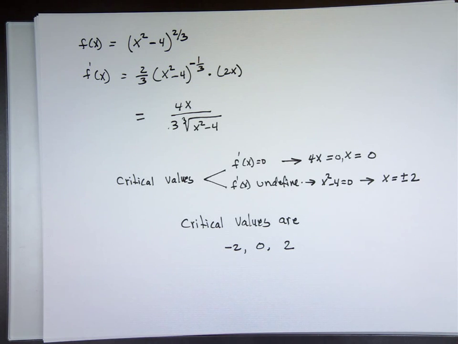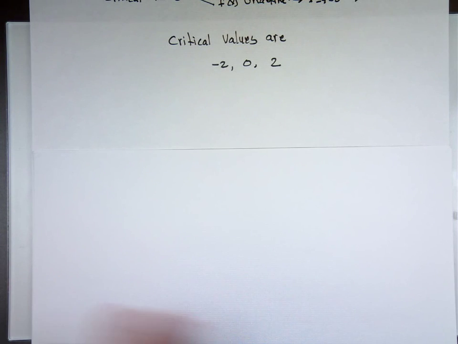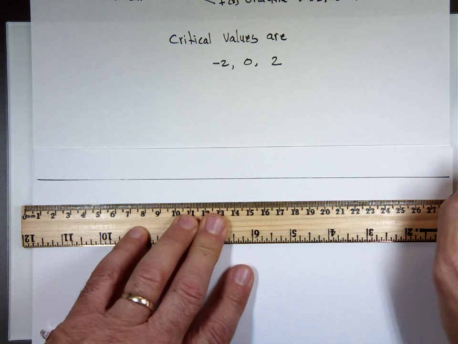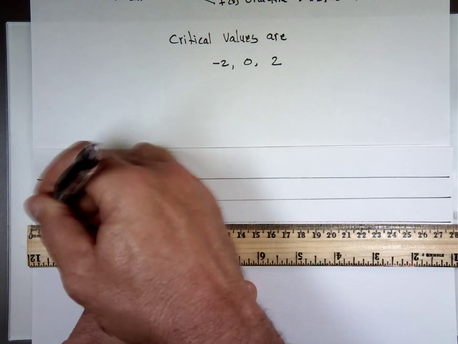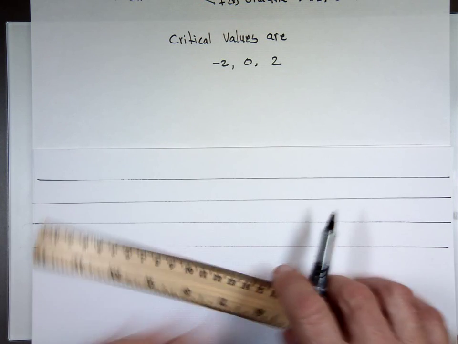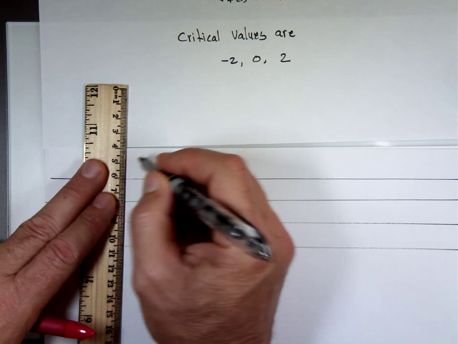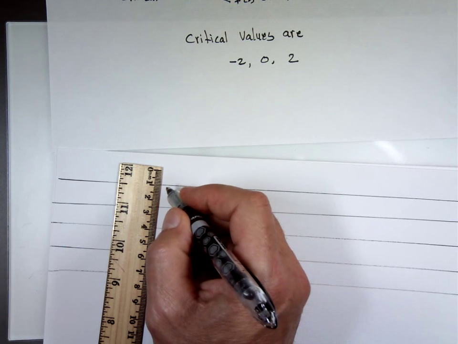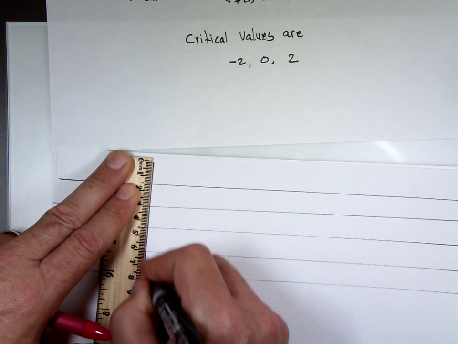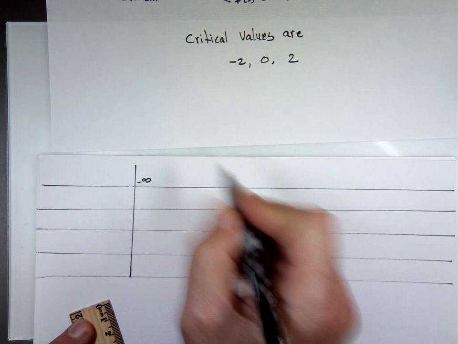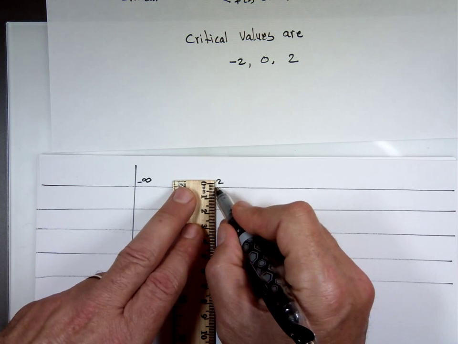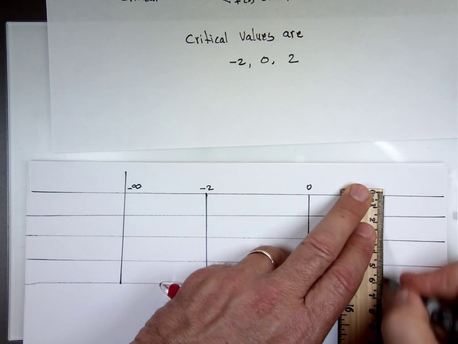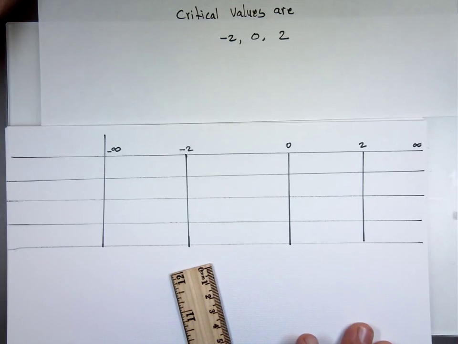I'm going to make my table now. I need 4 columns, 1, 2, 3, 4. Actually, maybe one more, the way I do mine, because I write the value on the top. This is negative infinity right here. I'm going to put the minus 2 right here, the 0 right here, the 2 right here, and that's infinity. So we took the line from negative infinity to infinity and cut it into 4 pieces.